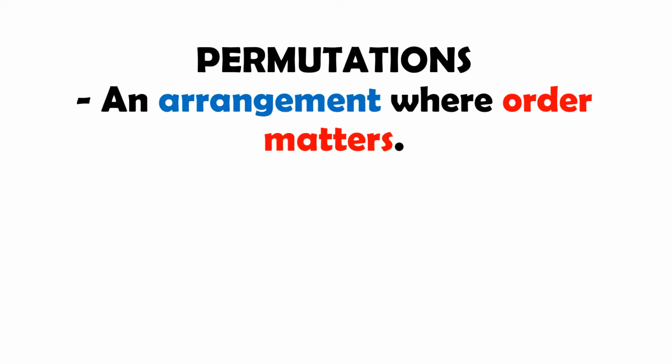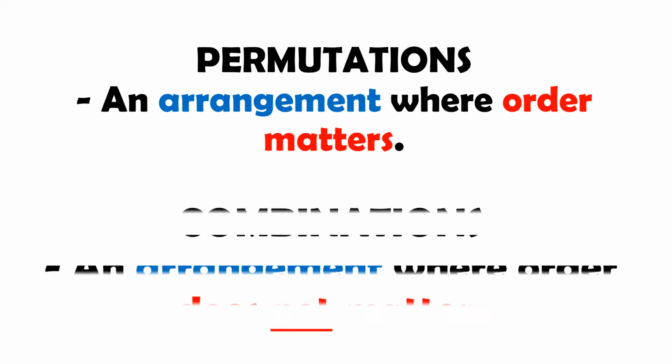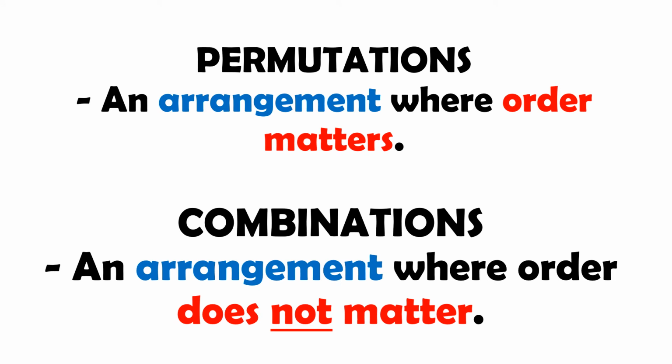Let's find out what's the difference between permutation and combinations. Permutation is an arrangement where order matters. So dito, when you arrange objects, importante yung arrangement ng object, may order or may ayos. Combination is an arrangement where order doesn't matter. So for combinations, you just need to select and then yung order, hindi siya importante.